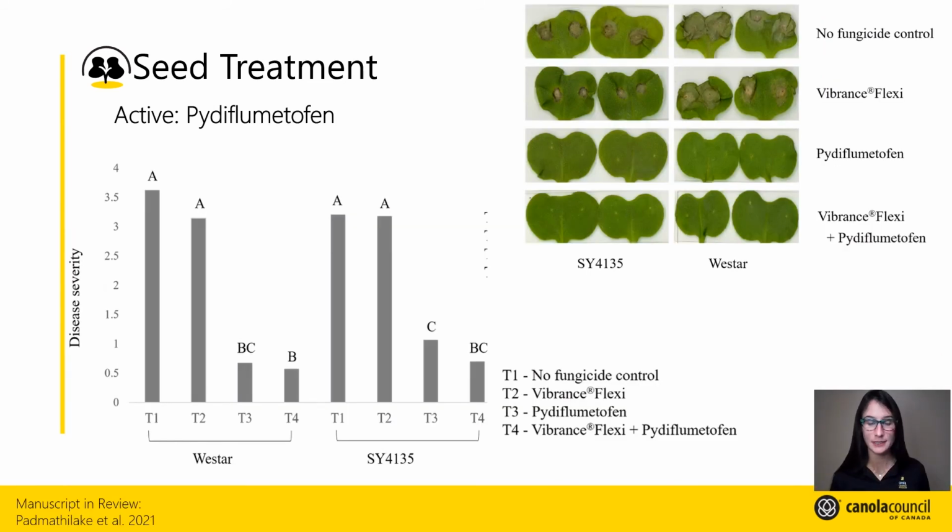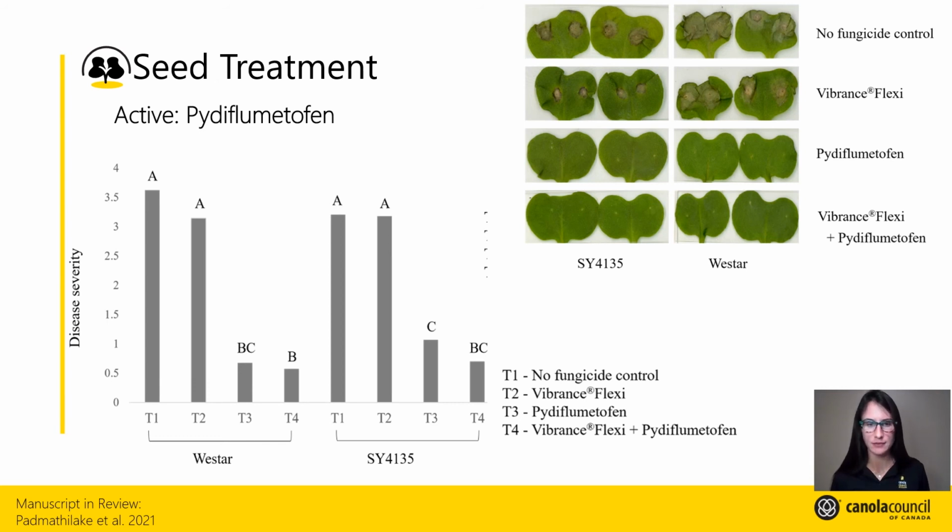So the second active I want to talk about is phytoplumatophan, which is the active that's going to be used in Sultro, so the product from Syngenta. This active was tested and worked on at the University of Manitoba. So they've got a manuscript that's under review right now to be published.